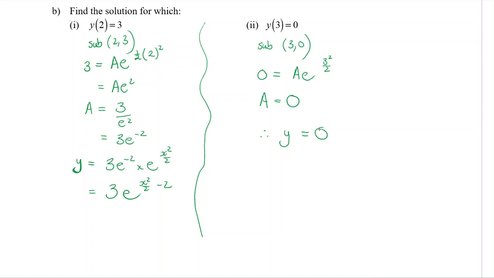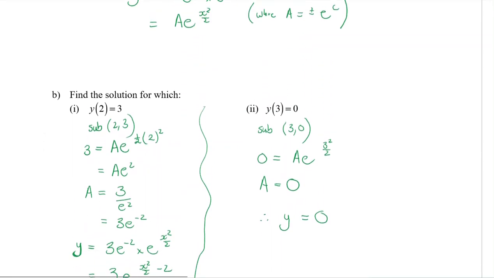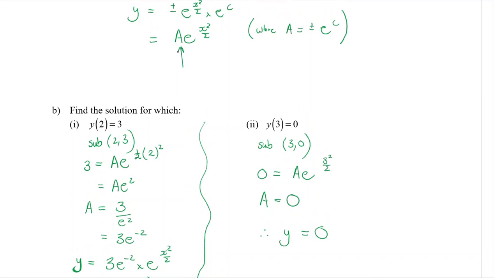Y would be equal to 0 because the whole term is multiplied by a. So if you're putting that back into here, 0 times that whole term, you just get rid of the e thing.